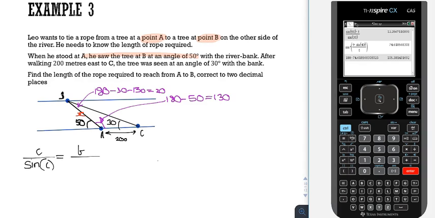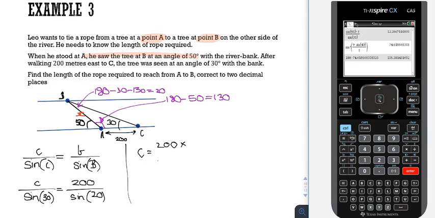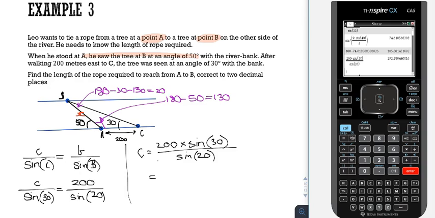So C divided by sine C is equal to B divided by sine B. Substitute in the values that I know. So I know 30 degrees, I know 200, and I know 20 degrees. Rearrange my equation, and then this is what I'm going to put into my calculator. So 200 times sine 30 divided by sine 20. I want a decimal answer correct to two decimal places, so 292.38. And if you look back into the question, 200 meters, so our answer is in meters, so meters.